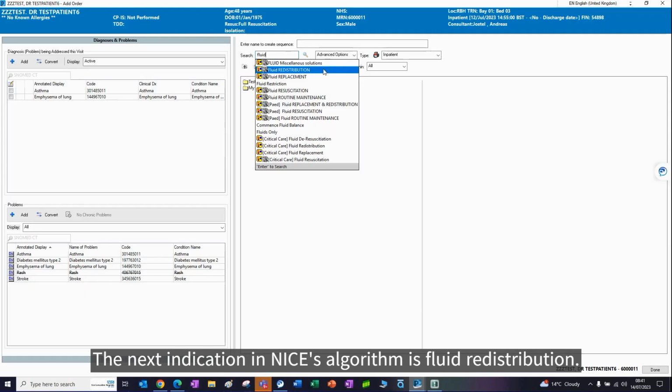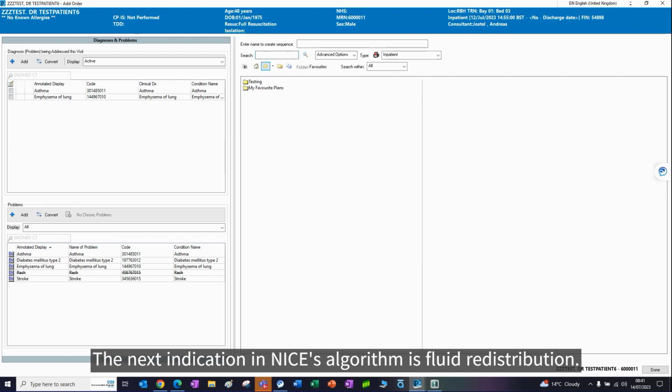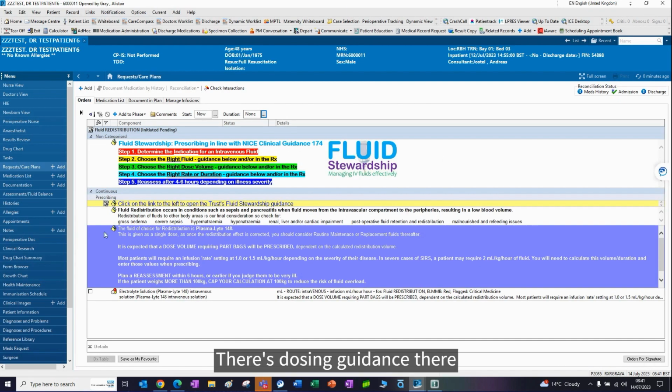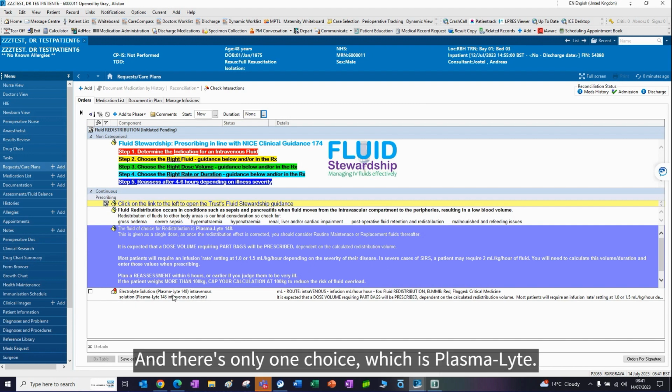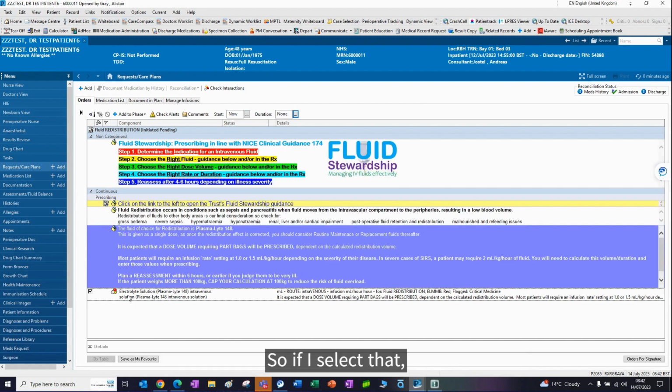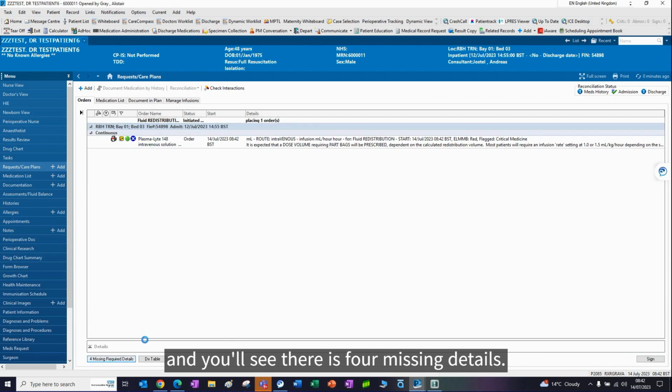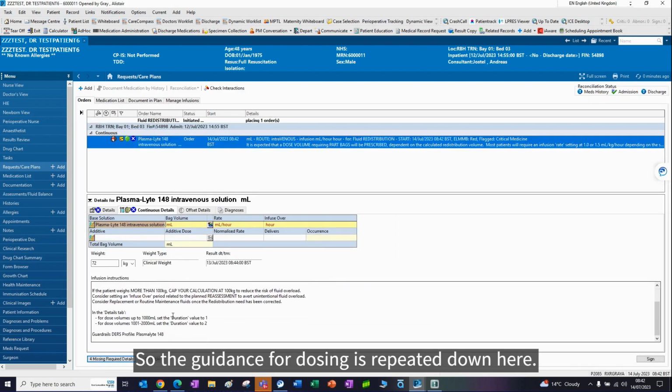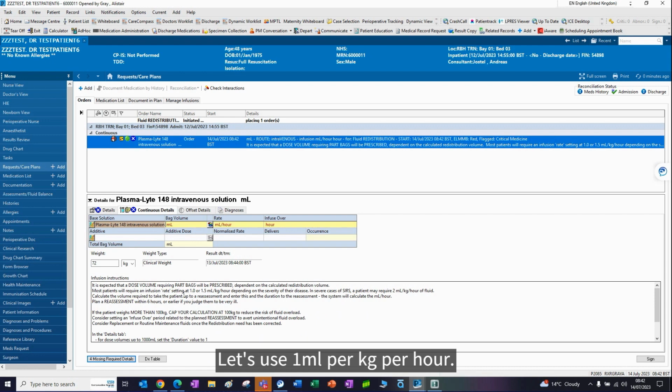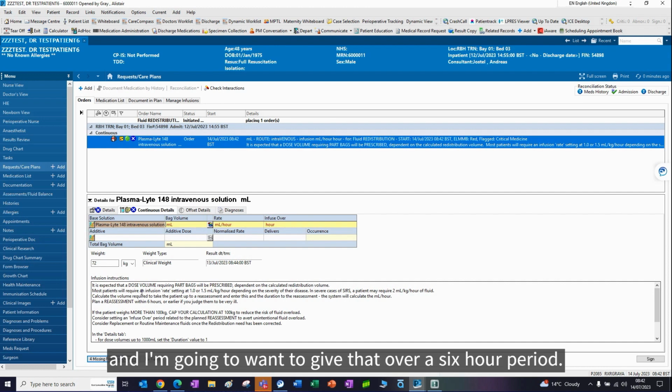The next indication in NICE's algorithm is fluid redistribution. So let's have a look at that. There's dosing guidance there for how many mils per kilogram per hour to give depending on the severity of illness. And there's only one choice, which is plasmolyte. So if I select that, we can see there's four missing details. The guidance for dosing is repeated down here. Let's use 1 mil per kilogram per hour. So we've got a 72 kilo individual there, and I'm going to want to give that over a 6 hour period.